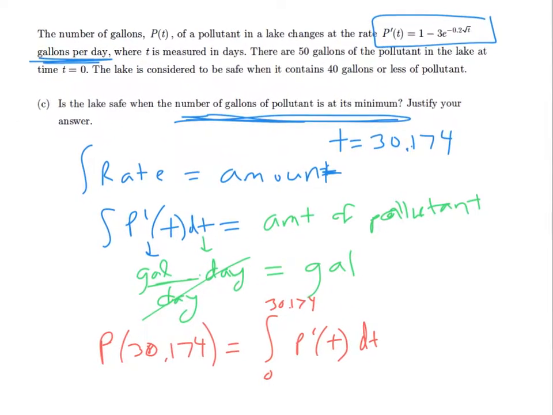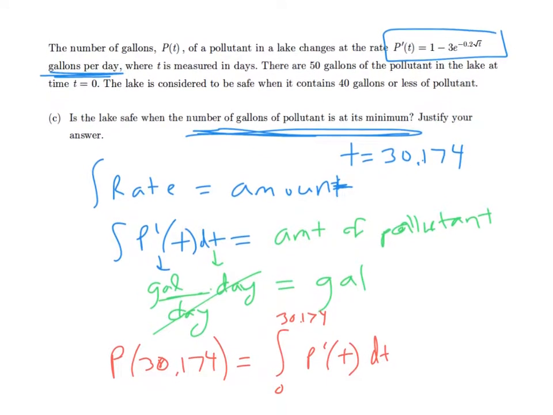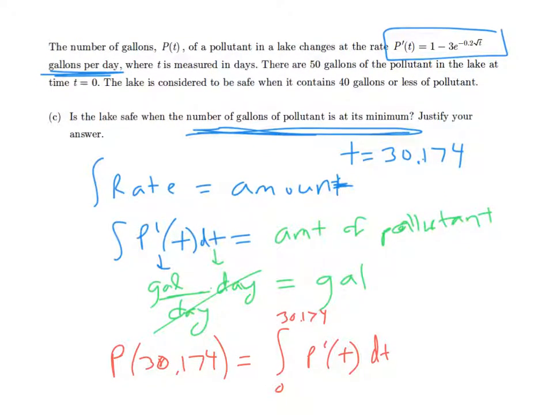The other reason to pause is to remember that an integral gives us the change in the amount. So maybe I should have written that here. The net change in the amount of something from some beginning to some ending point. So in this case, the first 30.174 minutes. Or no, days, sorry, because my time is days.